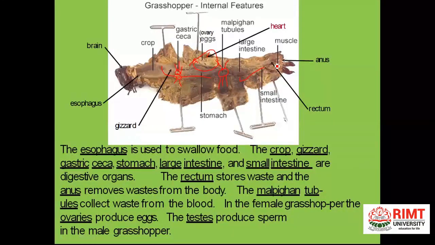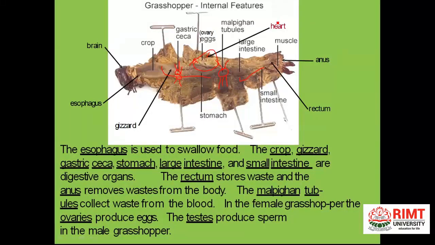Now, what about their functions? We all know already the esophagus is used to swallow food. The crop, gizzard, gastric ceca, stomach, large intestine and small intestine are digestive organs. The rectum stores waste and the anus removes waste from the body. The Malpighian tubules collect waste from the blood, and in the female grasshopper, ovaries produce eggs, while in the male grasshopper, testes produce sperm.